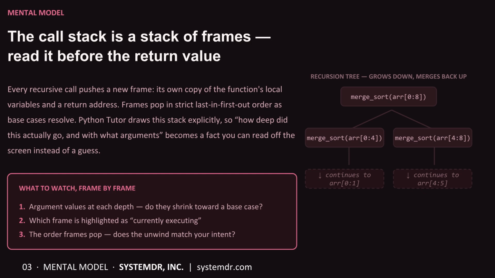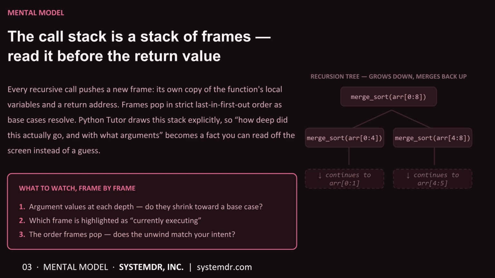The diagram on the right shows the same idea from a different angle, a recursion tree. It grows downward as calls happen, and then collapses back upward as each base case resolves and results merge back together. As you step through Python Tutor, you're essentially watching this tree get built and then torn back down, one frame at a time. Three things to actually watch, frame by frame, as you step.